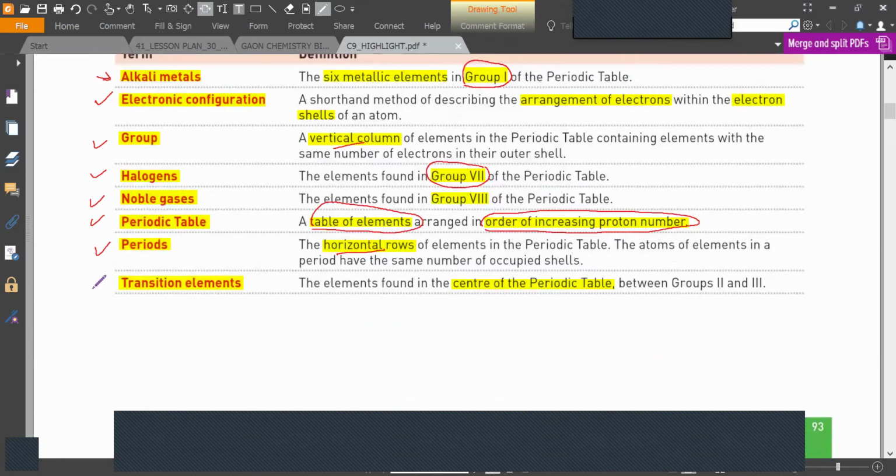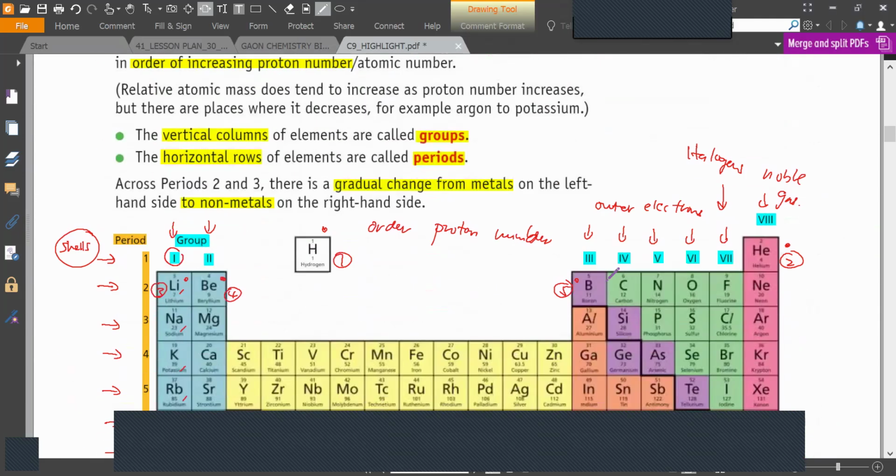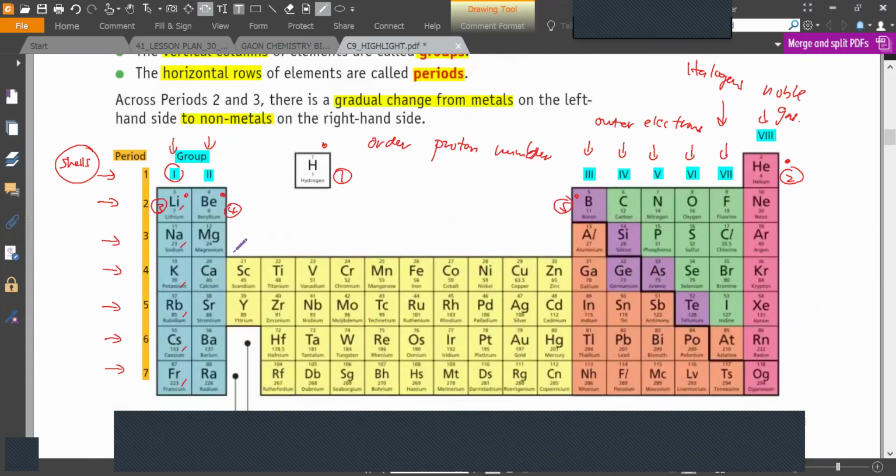Transition elements are found in the center of the periodic table. So these are the transition elements. They have different characteristics compared to the other elements.